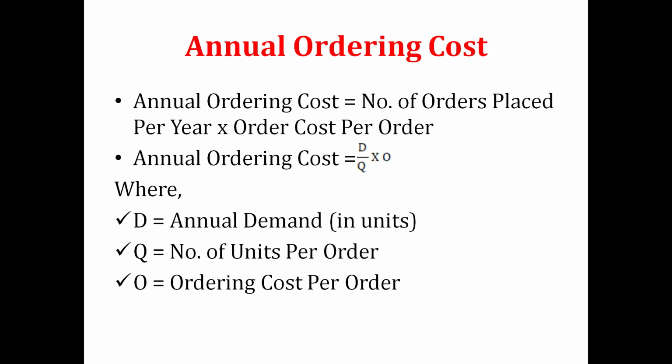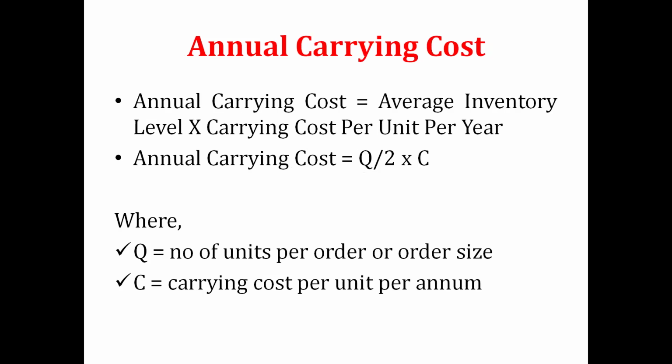So annual ordering cost is the product of the number of orders placed per year and order cost per order. Symbolically, we can represent the annual ordering cost as D by Q into O, where D by Q shows the number of orders placed per year, and O stands for ordering cost per order, which is constant according to the assumptions of the EOQ model.